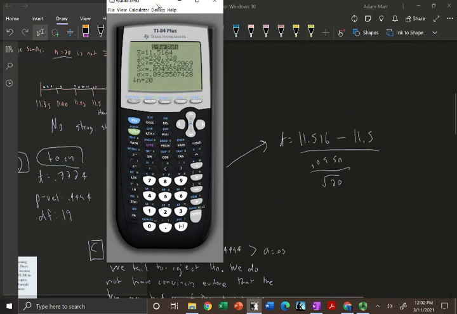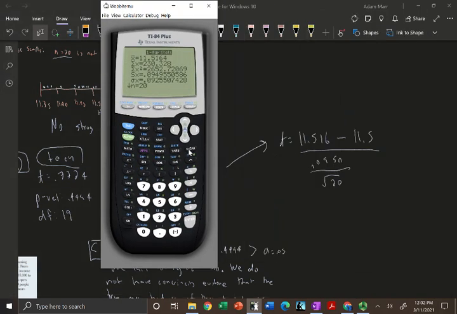And again, in my opinion, it's easier just to do it by the t-test on your calculator, but whatever. It's good to know how to do this for multiple choice purposes. So 11.516 minus 11.5. I always put that part in parentheses because you want to tell it to subtract first, then divide. Then another parentheses, 0.0950 divided by the square root of 20. There we go. And now we got it. So it's 0.7532.